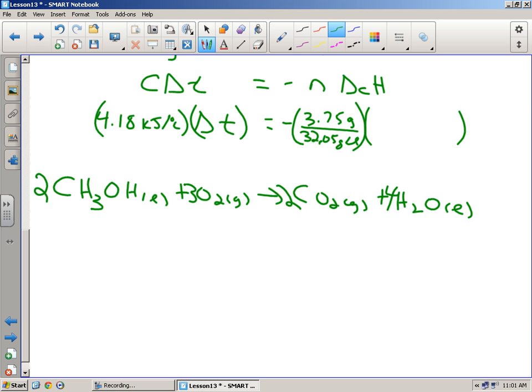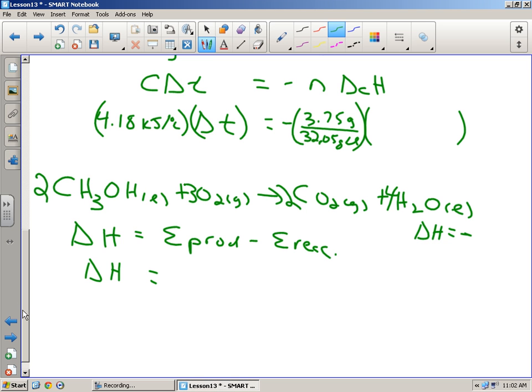Now I need delta H for this, because I don't know what delta H is, right? Actually, I do. I'll give you a hint. It's negative, because it's exothermic. I'll even put that in there, because that's the kind of guy I am. All right, so you need to find delta H: the sum of the products minus the sum of the reactants. What is delta H for this particular burning of methanol?